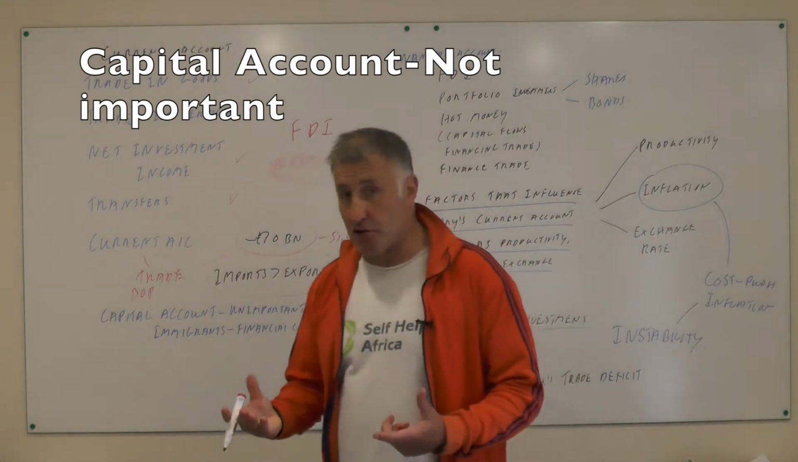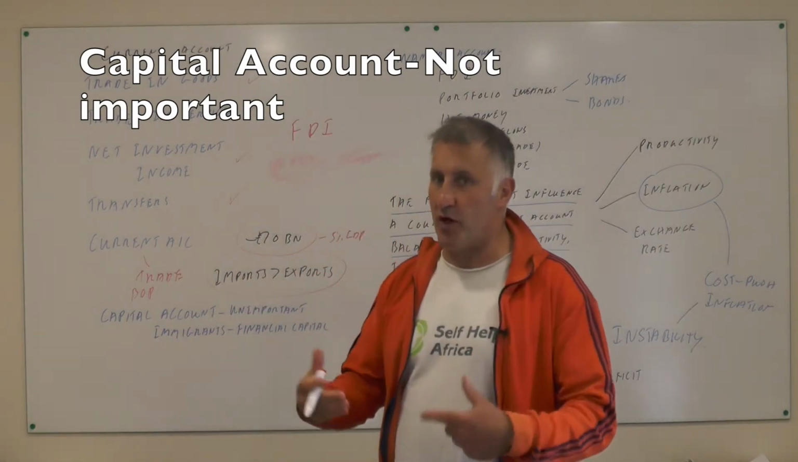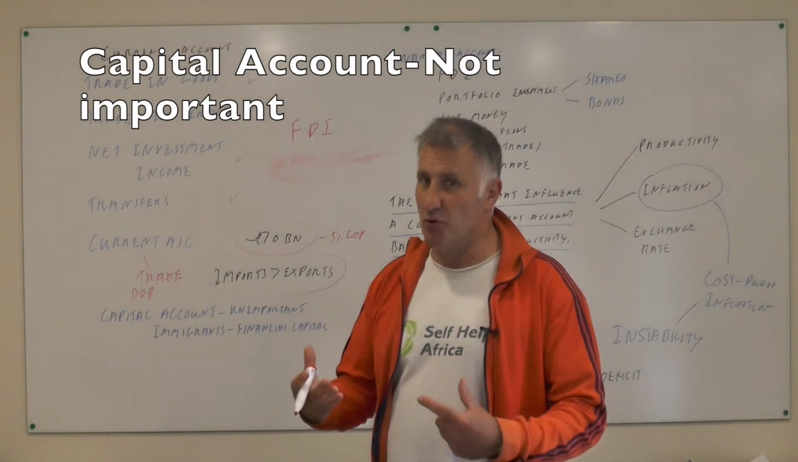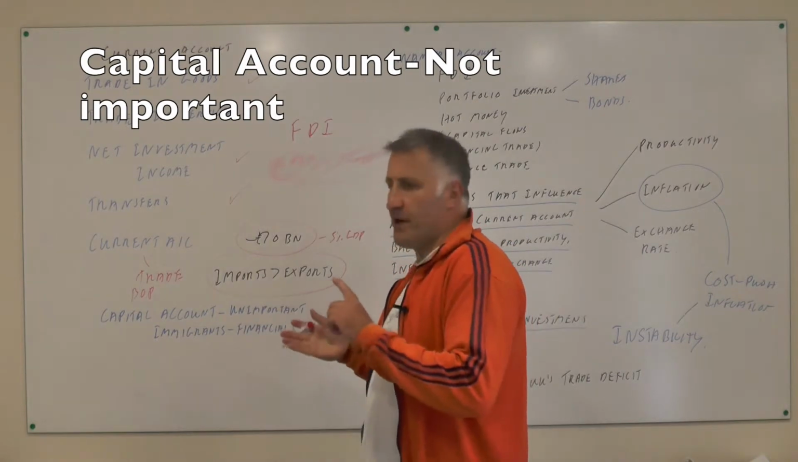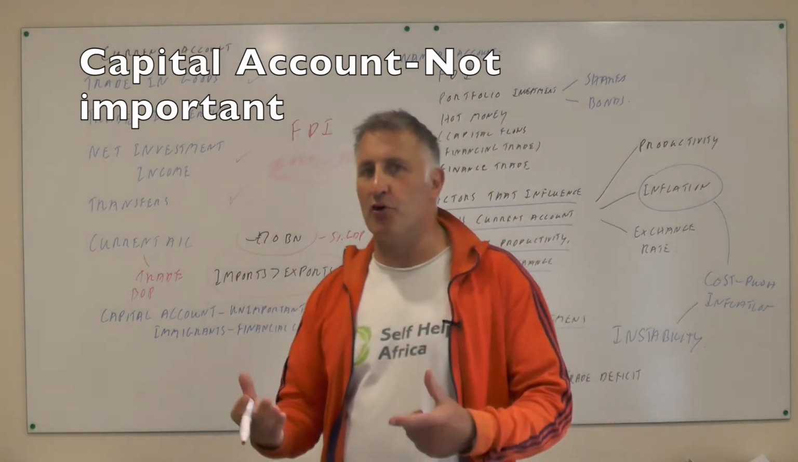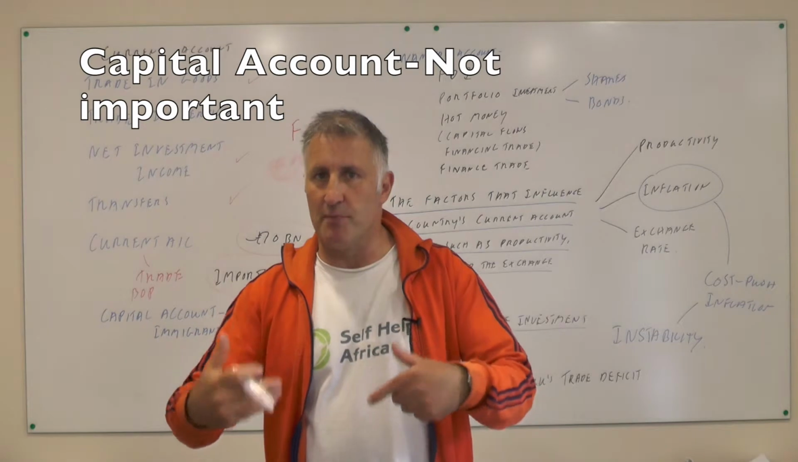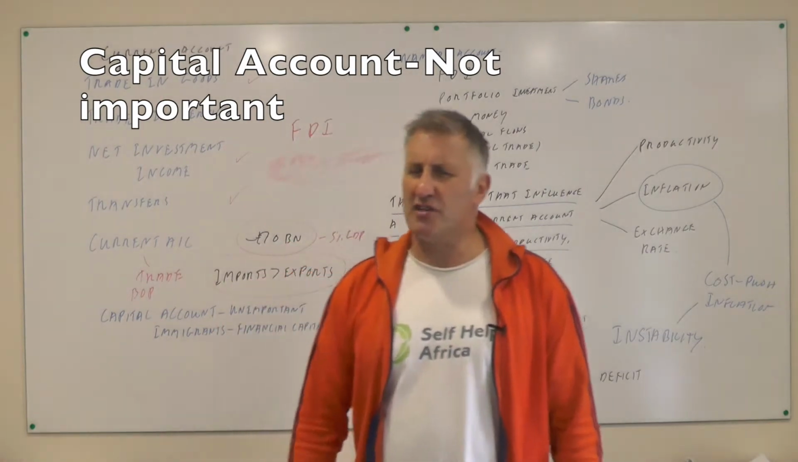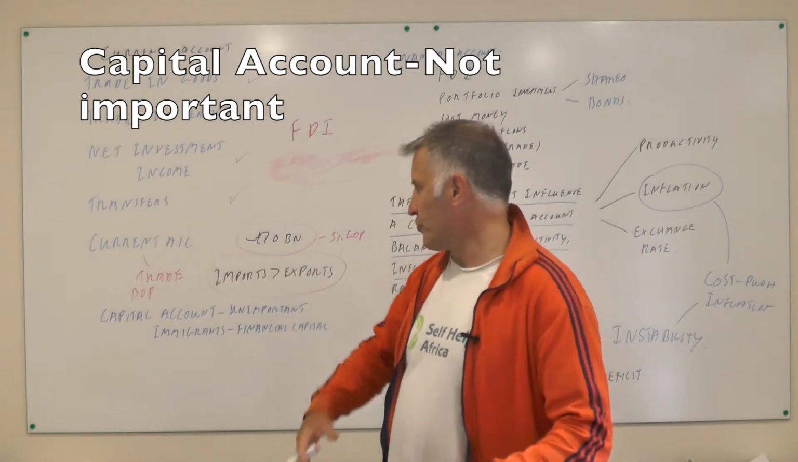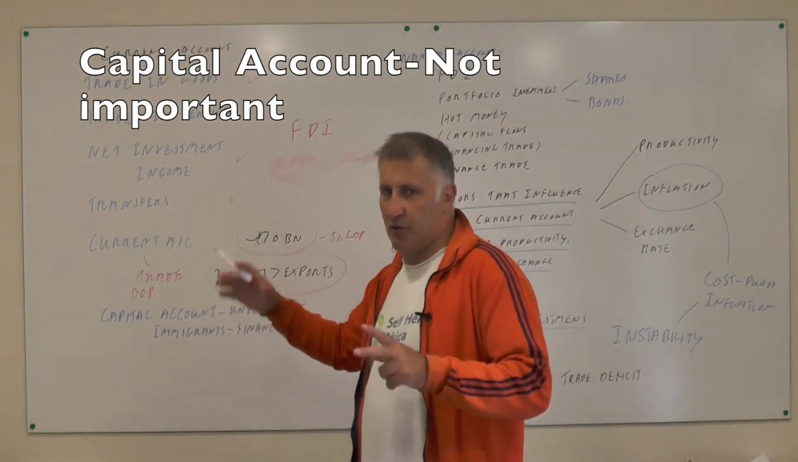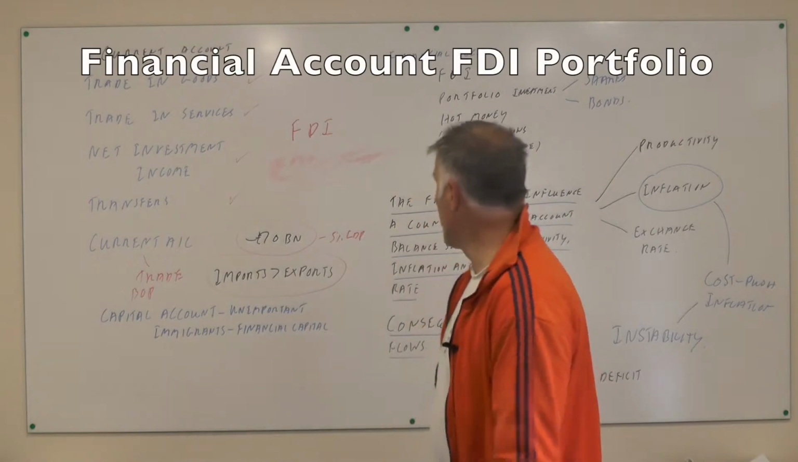Then we've got two other parts of the account below that. We have the capital account, which is really, really small, which you can almost ignore, but it's just if immigrants come into the UK and bring money in with them, then that is calculated as being part of the capital account. I think it's about £4 billion a year, which is absolutely tiny, really.